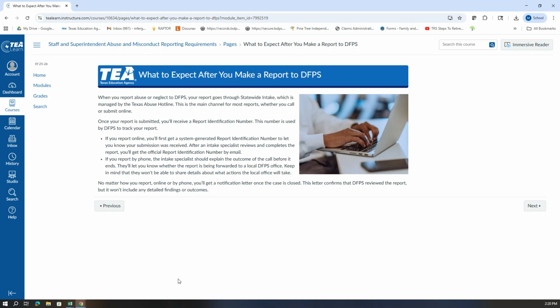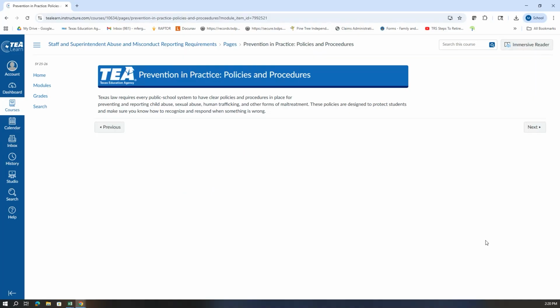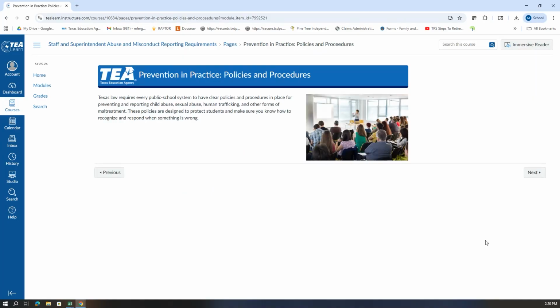No matter how you report, online or by phone, you'll get a notification letter once the case is closed. This letter confirms that DFPS reviewed the report, but it won't include any detailed findings or outcomes. Texas law requires every public school system to have clear policies and procedures in place for preventing and reporting child abuse, sexual abuse, human trafficking, and other forms of maltreatment. These policies are designed to protect students and make sure you know how to recognize and respond when something is wrong.